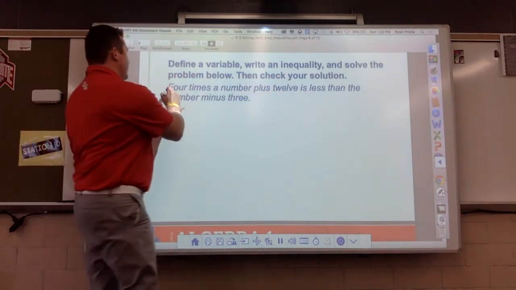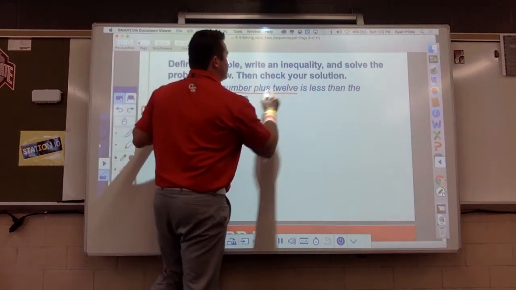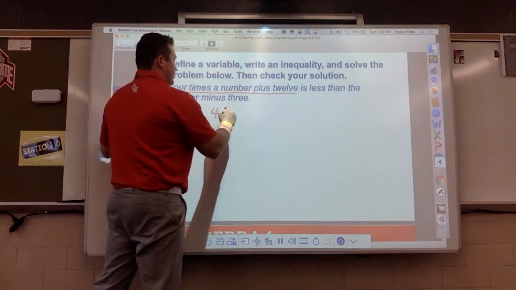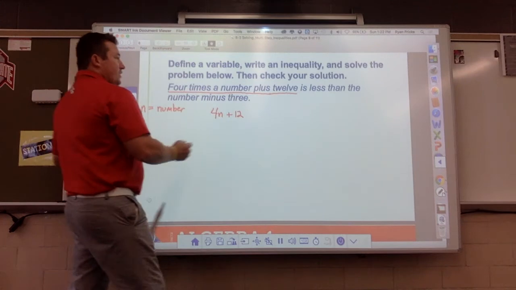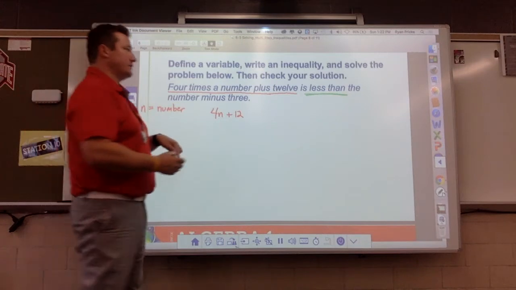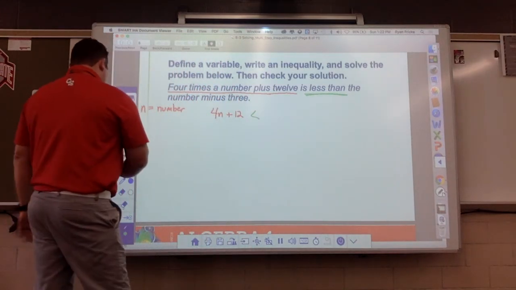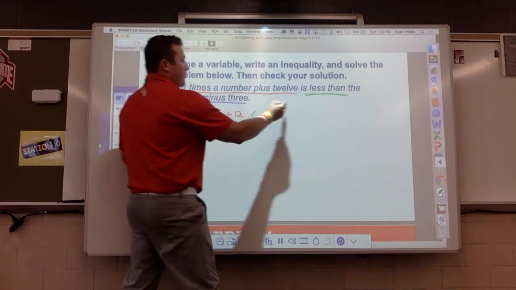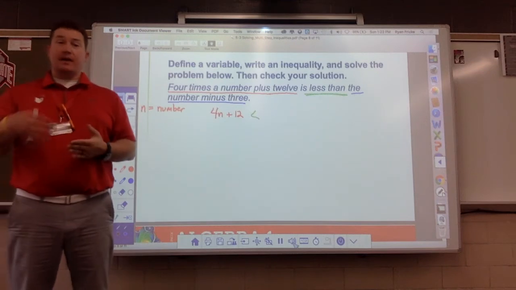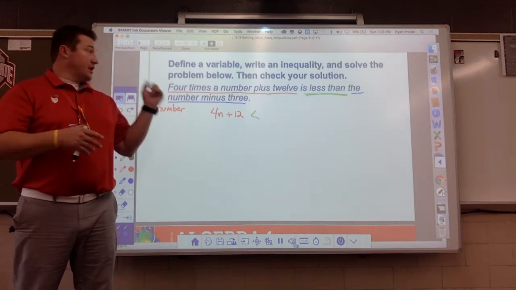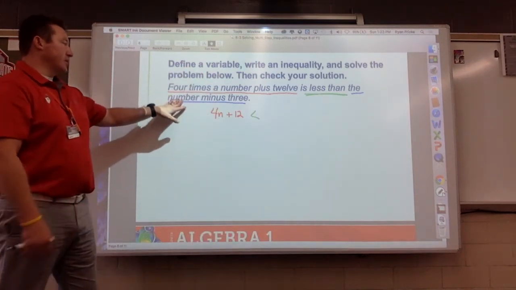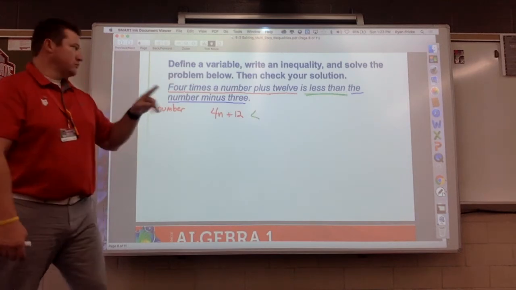This is going to be, right? This is all going to come down on the left-hand side of my inequality. 4 times a number plus 12. Okay? Here is your inequality statement. Is less than. Okay? Last part. Right? The number minus 3. Again, it's subtraction. Think about who's doing the subtracting here. Is the number doing the subtracting? Is the 3? Whatever is doing the subtracting goes at the end, right? The number, are we using the same number here? Mm-hmm. Number minus 3.